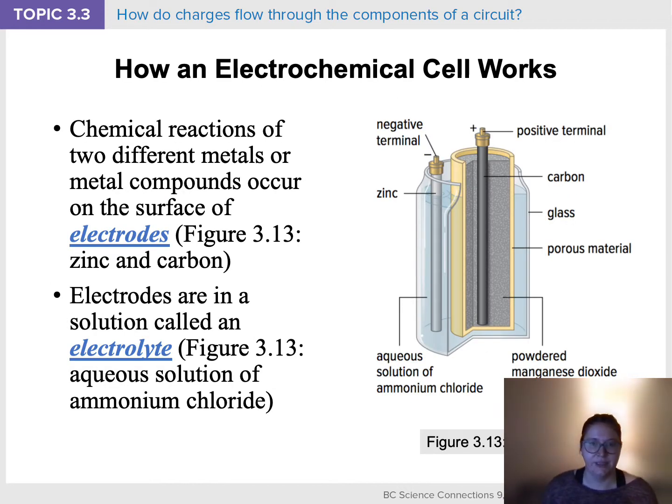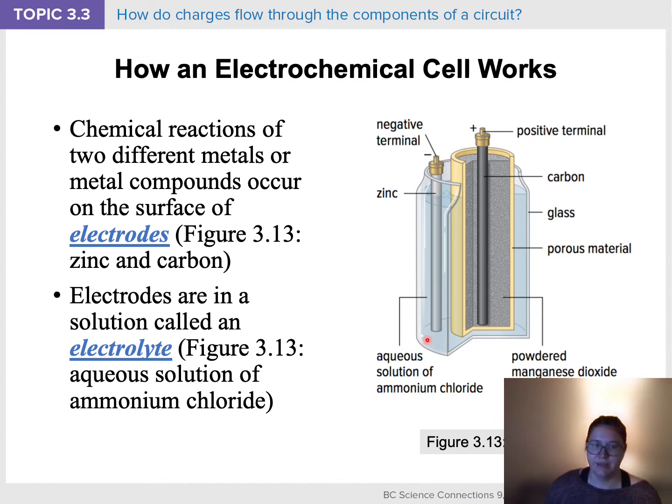On this slide, you see a diagram of a wet cell, and we're going to look at the different parts. These different parts are in both wet and dry cells. The chemical reactions of two different metals or metal compounds occur on the surface of electrodes. In this example, the electrodes are zinc and carbon. This is a carbon rod, this is a zinc rod, and the electrodes are in a solution called an electrolyte. In this case, it is ammonium chloride.